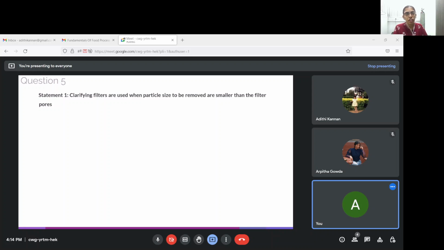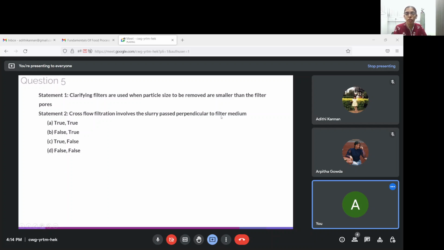Statement 1. Clarifying filters are used when the particles that need to be removed have a size smaller than that of the filter pores. And statement 2. Cross flow filtration involves the slurry passed perpendicular to the filter medium. So which of these statements are true or false? What are clarifying filters here, and how are they different from a cake filter that we discussed?